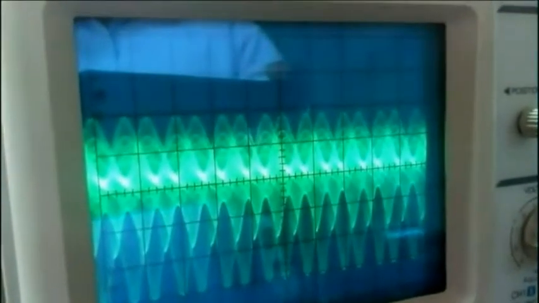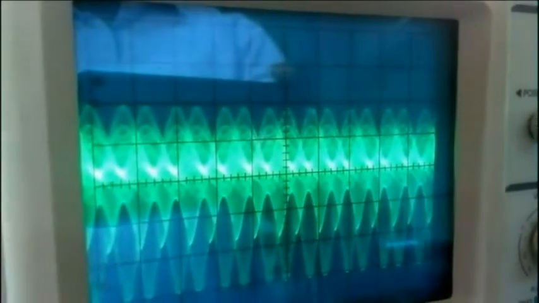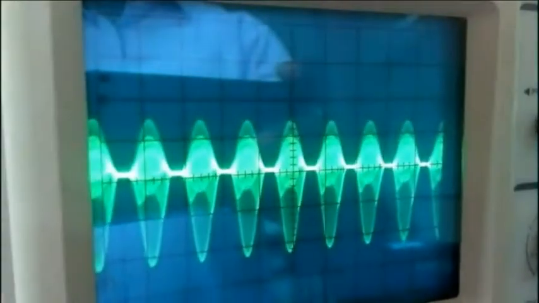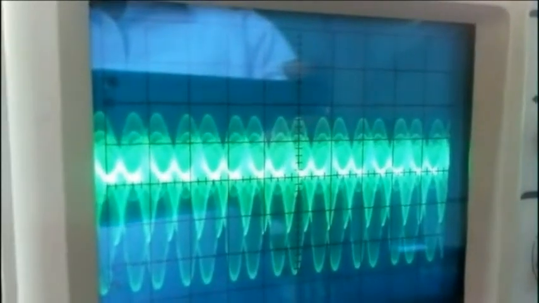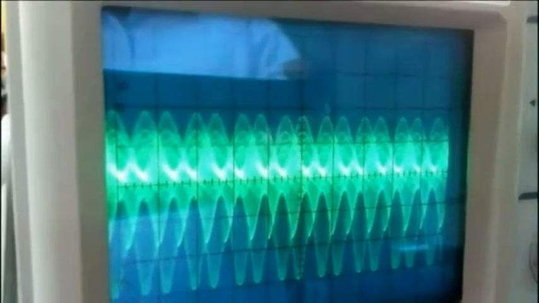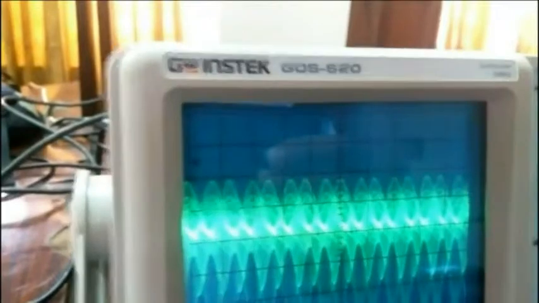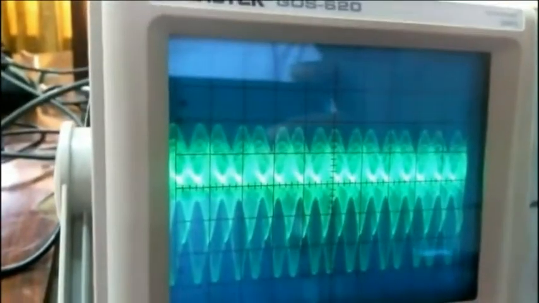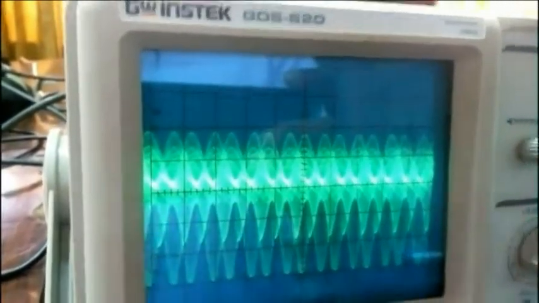Now we will see the bias voltage effect on the output signal. If we decrease the bias voltage of the main circuit, the output's amplitude decreases as we can see, and if we increase the bias voltage, the amplitude increases as we can see here. The peak-to-peak voltage of the transmitted signal is almost 10 volts peak to peak, and we set the bias voltage around 12 volts, and this increased amplitude is transmitted through our antenna.